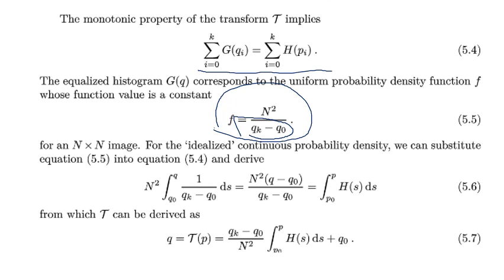If you're thinking of the idealized continuous probability density function, then we can substitute equation 5.5 in equation 5.4. Okay, so what is that? We can derive it like this. n square times the integral from q naught to q of 1 by qk minus q naught ds is n square. We can bring that out and represent it in terms of h of s ds. From this, tau can be derived like this: q is equal to tau of p is equal to qk minus q naught by n square. Just write it down, do the manipulation and you'll get this equation. I want you to try it yourself. It's very simple.